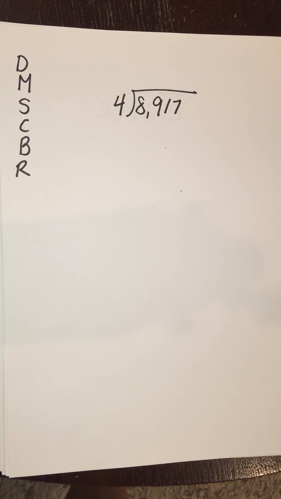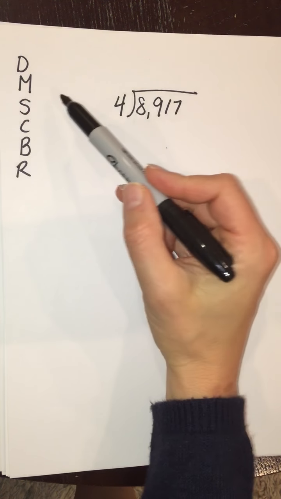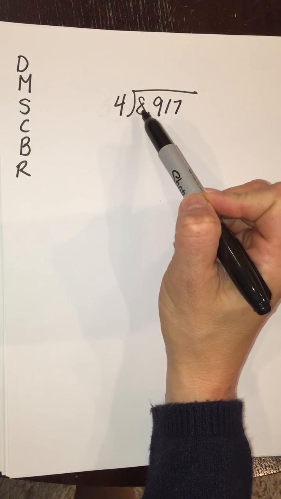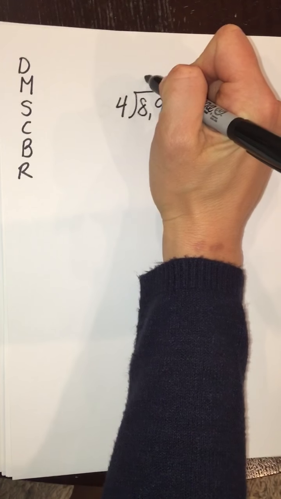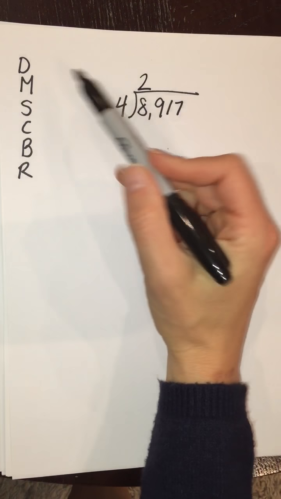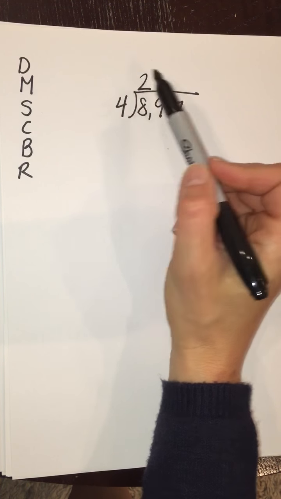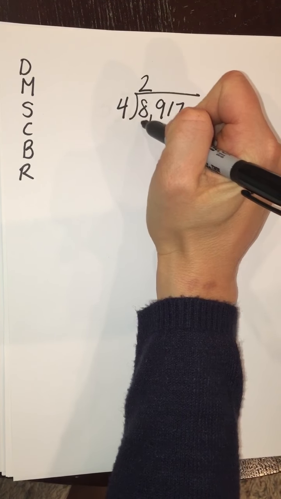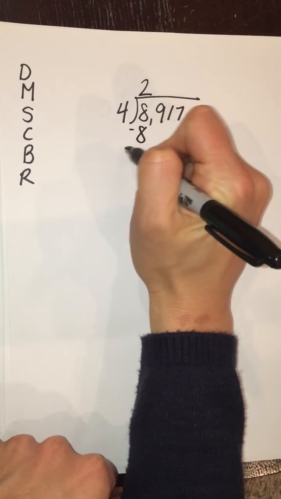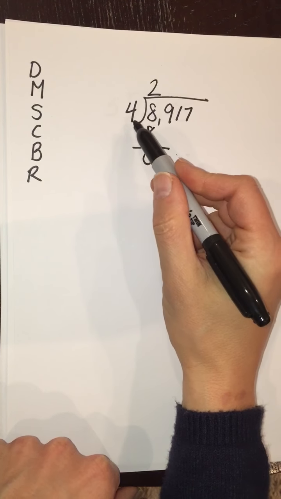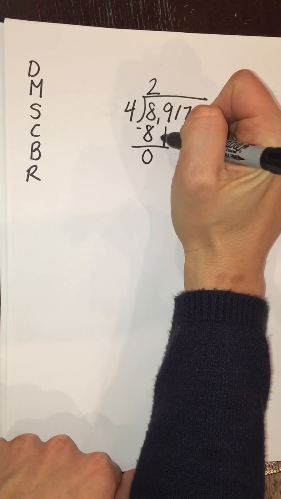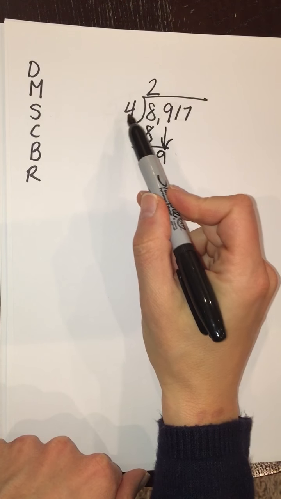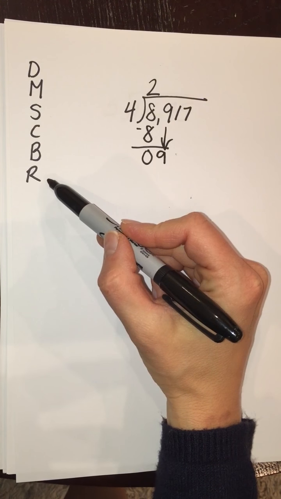So here's another problem. We have 8,917 divided by 4. The first thing is I'm going to divide. 8 divided by 4 is 2, or you can think how many times does 4 go into 8. Either way, it's kind of the same concept. So that's division. Multiplication, 2 times 4 is 8. Then I subtract, I get 0. 0 is definitely less than 4. So that was checking. Now I bring down the 9. And then I repeat the whole thing. That's what the R stands for.